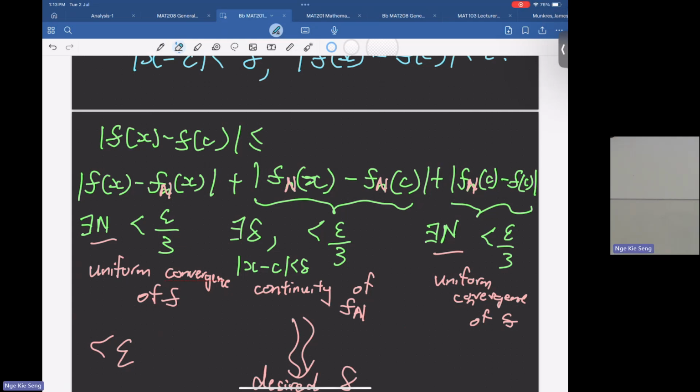And then my point is, if you don't want to pick this N, what other N can you pick? Can you pick another capital N or not? What can you pick? N plus 1, N plus 2, N plus 3, N plus 4, because it is still less than epsilon over 3 for all the small n greater than N. Any question?